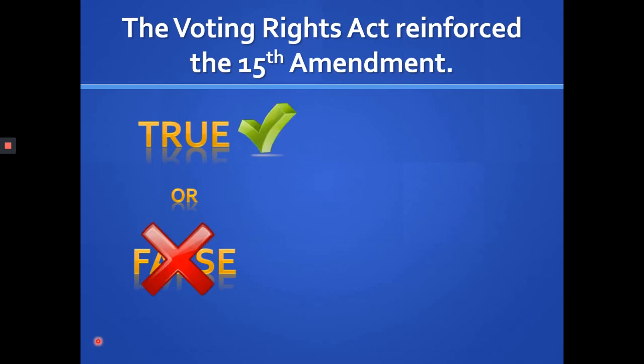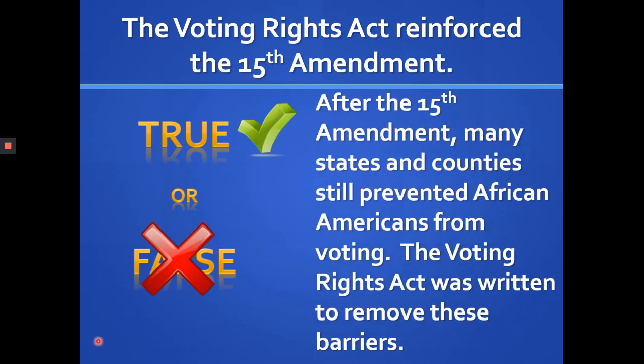All right, my answer is true. The Voting Rights Act really reinforced the 15th Amendment. So we know that the 15th Amendment said that anyone could vote regardless of race, but there were many ways of preventing African Americans from voting. Things like poll taxes, literacy taxes, the grandfather clause. All of these things prevented African Americans from voting. And the Voting Rights Act was written to remove these barriers.